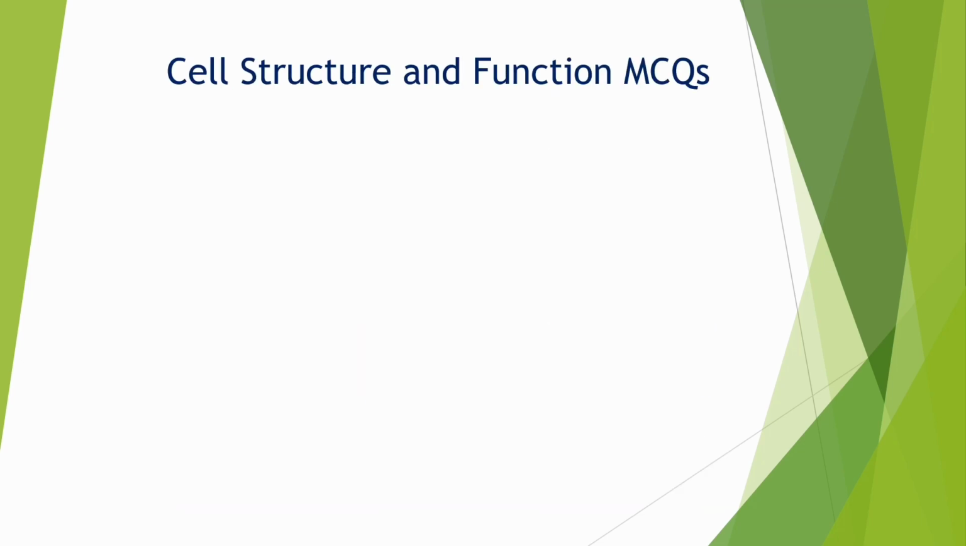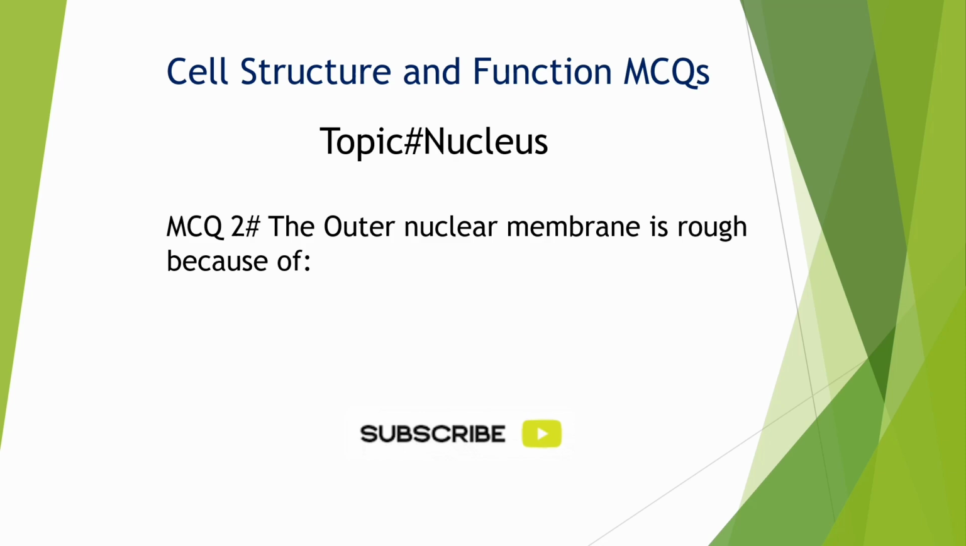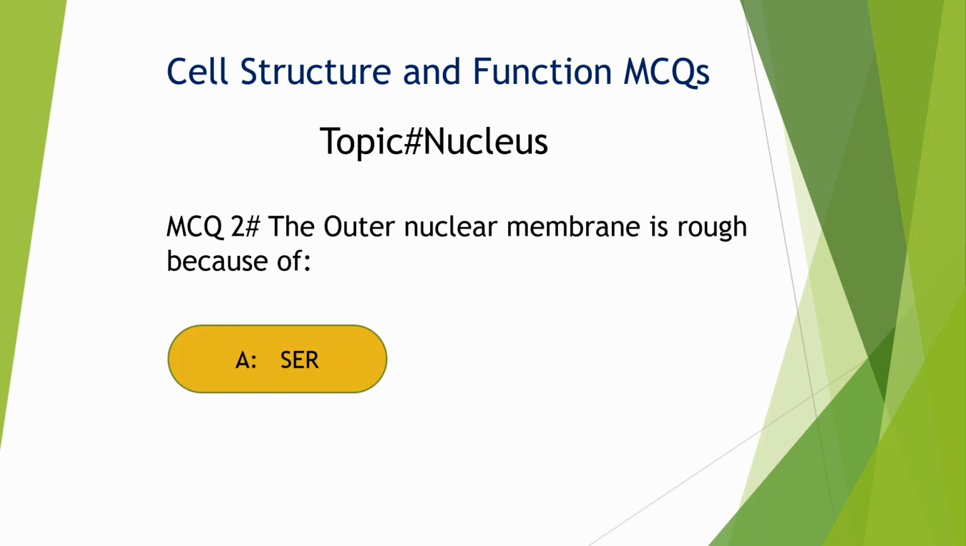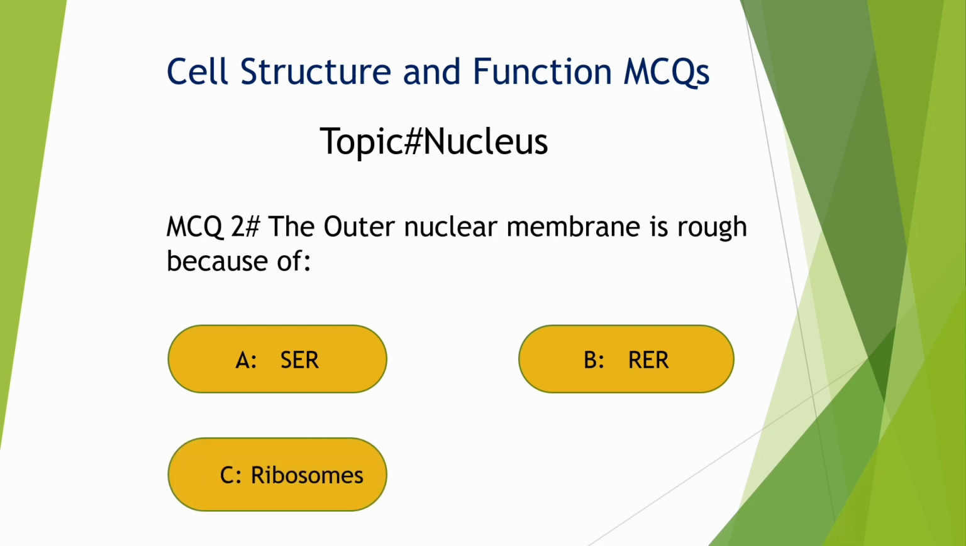Cell structure and function MCQs. Topic Nucleus. MCQ 2. The outer nuclear membrane is rough because of option A ACR, B RER, C ribosome, D none. Correct is option B.